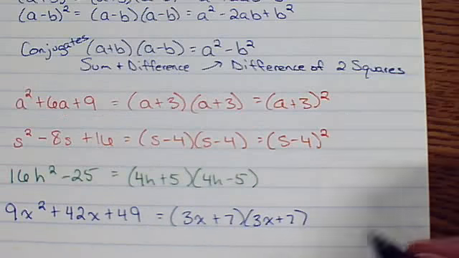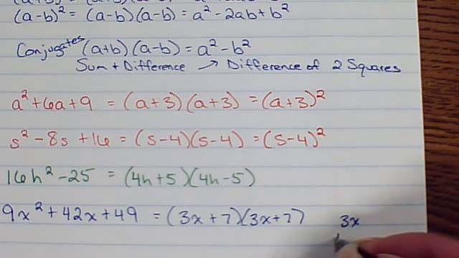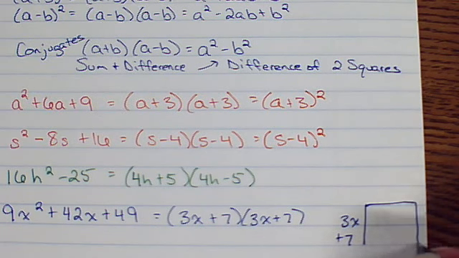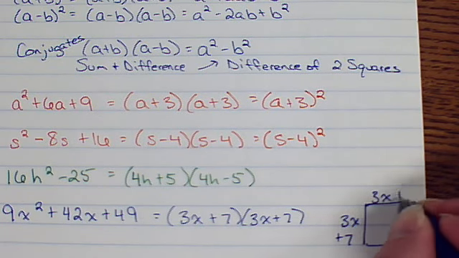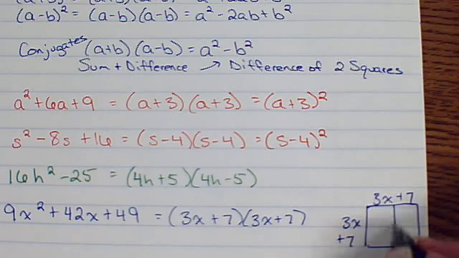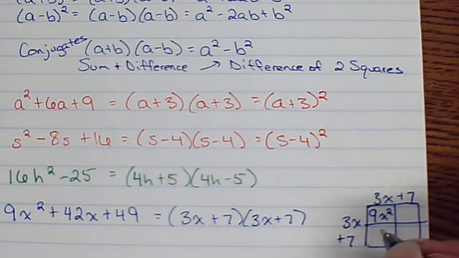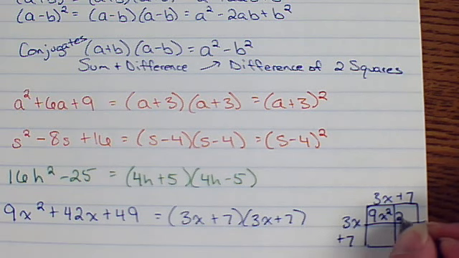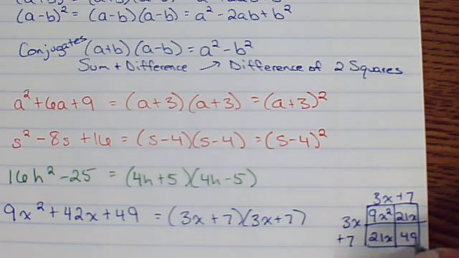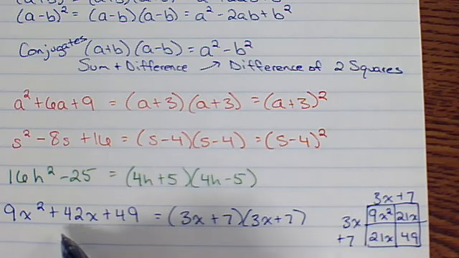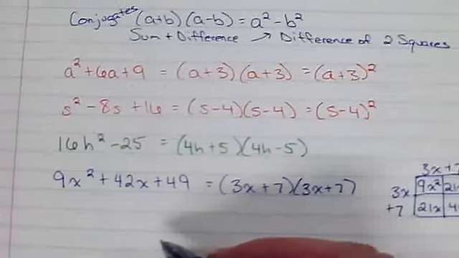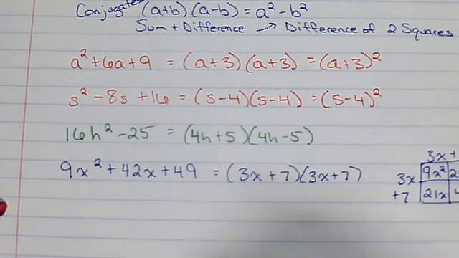When I multiply that out, let's see what those other terms are going to be. This one needs a little bit more room, right? Okay. 3x times 3x is 9x squared, so we got the first term right. 3x times 7 is 21x. 21x and 49. Does 21x plus 21x give us 42? Sure does. So that's always a good try there.